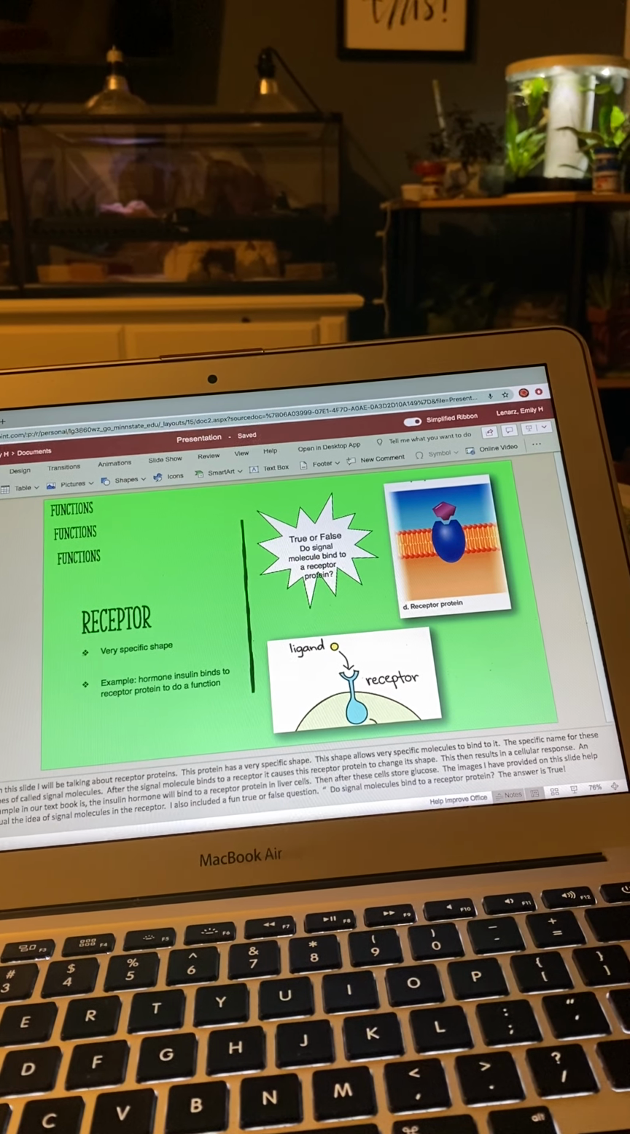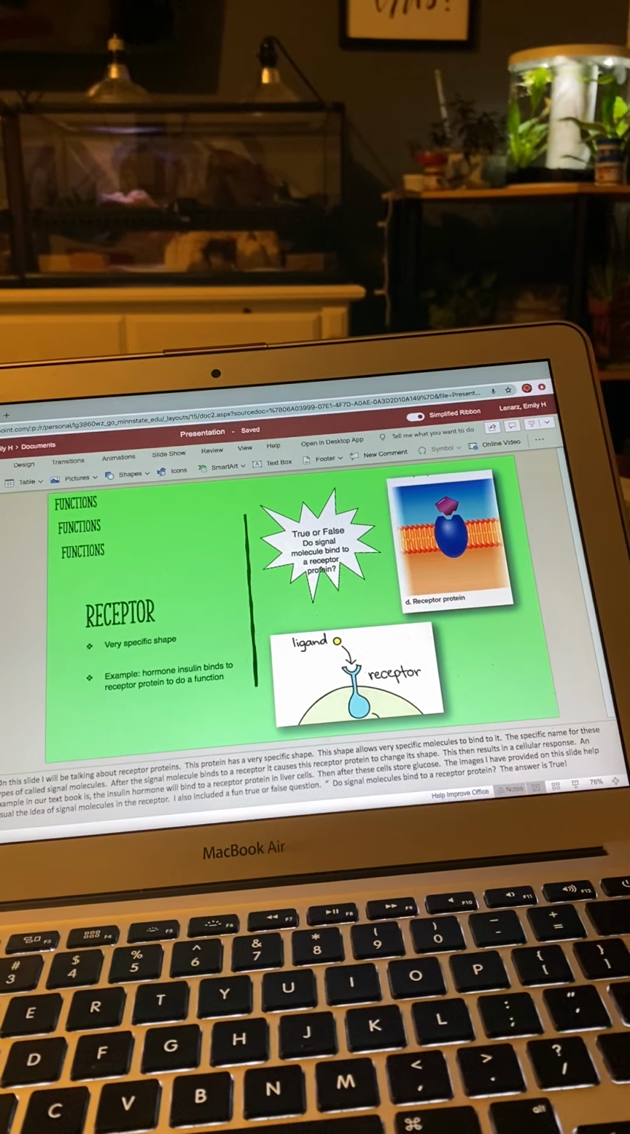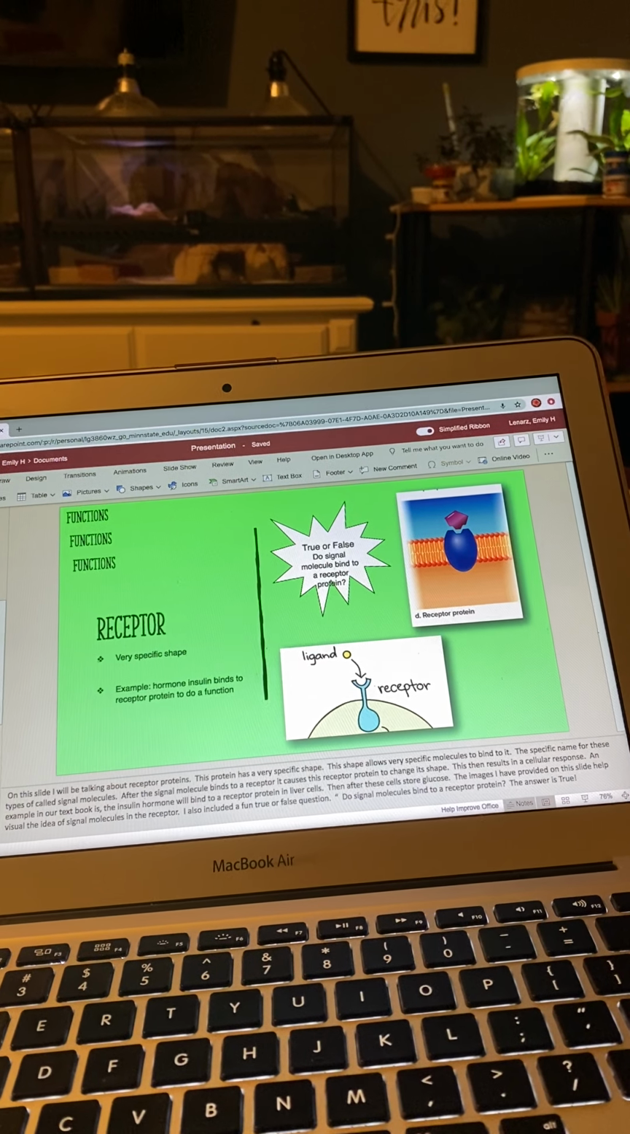Receptors. On this slide, I will be talking about receptor proteins. This protein has a very specific shape. This shape allows very specific molecules to bind to it.